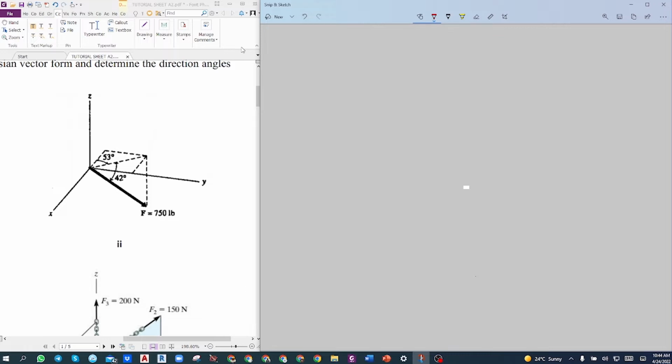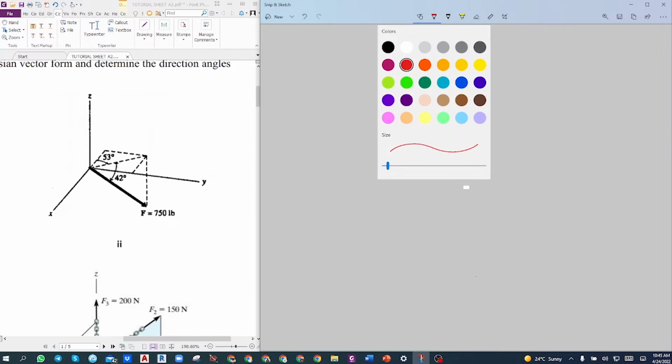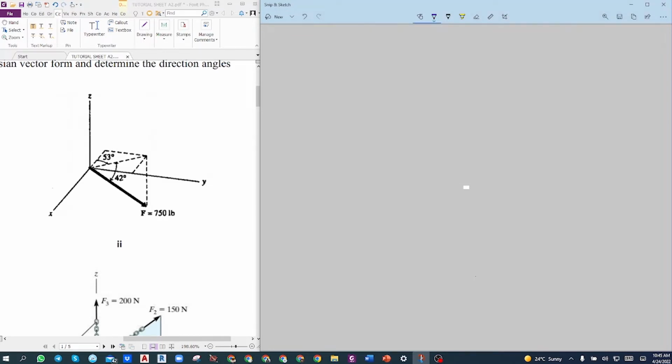Part 2, what we see is we've been given again the 53 degrees originating from the negative part of the x-axis, and we've been given the 42 degrees, which is actually forming the component of the F prime. So with this, let's go without further ado. Let's start. Okay, so again we are going to find our F prime.